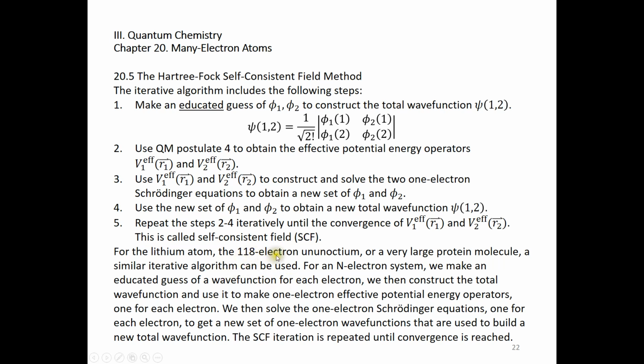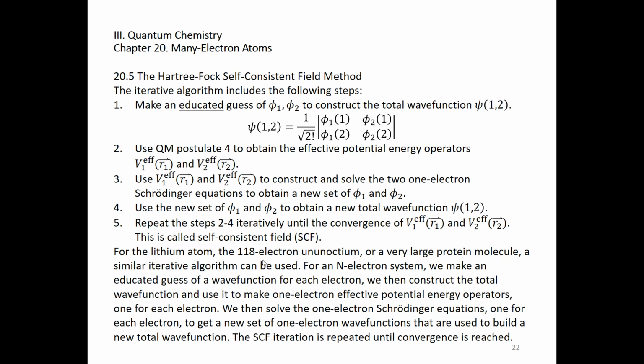Alright, if you have 118 electrons, you can write a single Schrödinger equation that contains 118 electrons. But then we need to break this huge Schrödinger equation into 1 electron Schrödinger equations. How many of those? 118 of those. In each 1 electron Schrödinger equation, you need a 1 electron effective potential energy operator, and you can solve that 1 electron Schrödinger equation. Then you get phi 1, phi 2, phi 3, all the way to phi sub 118. And using all those phi's, you can build a determinant to get the total wave function of 118 electrons.